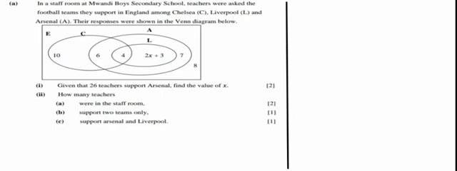So the next one is saying, in a staff room at Mwandi Boys Secondary School, teachers were asked the football teams they support in England among Chelsea, represented by C, Liverpool, represented by L, and Arsenal, represented by A. Their responses were shown in the Venn diagram below. So we have C being represented by Chelsea, A being represented by Arsenal, then L being represented by Liverpool.